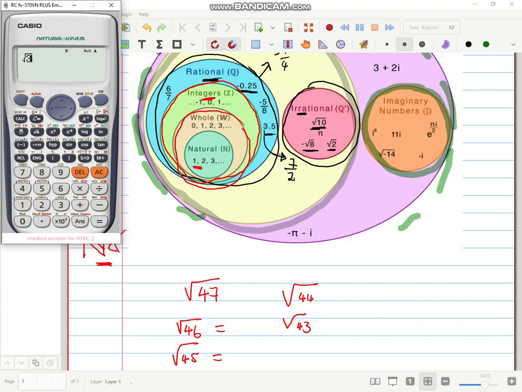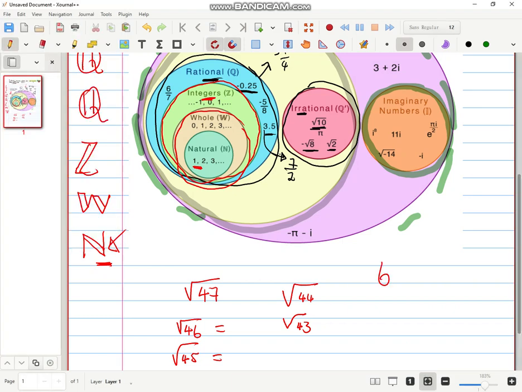Square root of 38, we get 6.16 blah blah blah. That's still not an integer, so you won't get a mark for that. Square root of 37, we get 6.0827, and so forth. Then let's see square root of 36, then boom, you got a 6. Is 6 part of the integers? Yes, 6 is part of the integers.